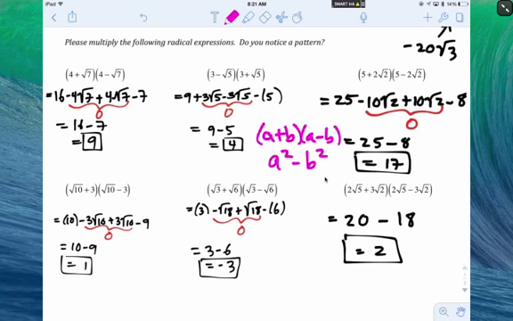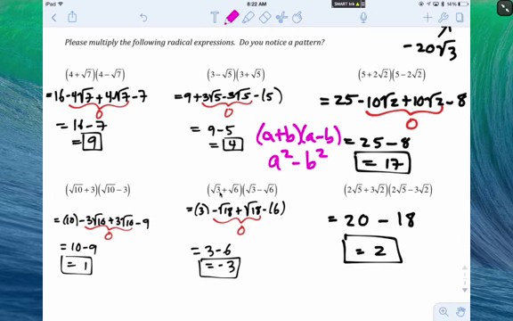Interesting. Whenever we multiply these kinds of pairs of numbers together, involving the same two numbers but separated by either addition or subtraction, we end up with a rational product. A nice, in this case, integer product, which is really powerful stuff. And by the way, these pairs of numbers are called conjugates of one another.